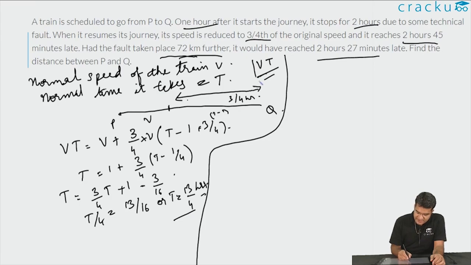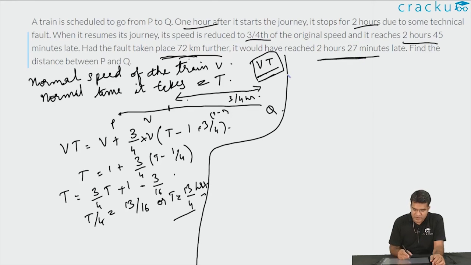Now we need to calculate just the velocity, that is the normal speed of the train, to find out the answer. So to do this, let us use the second piece of information that is given. Here the train stops after 1 hour of its journey, but if it had traveled 72 kilometers further at its normal speed, it would have reached the destination in 2 hours and 27 minutes.